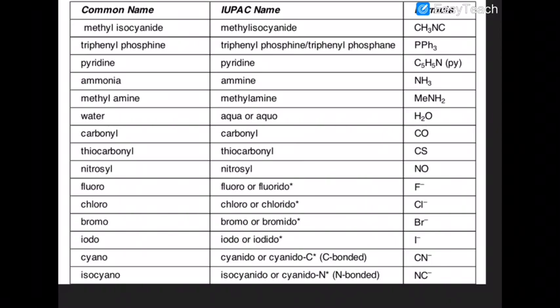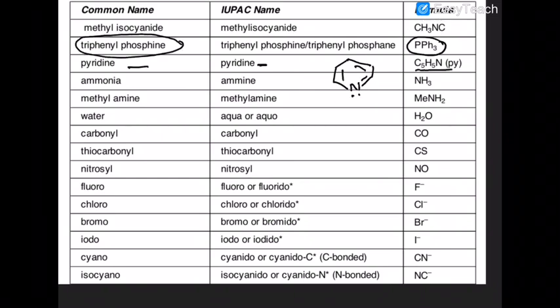Now let us suppose in the first case you have the formula CH3NC, methyl isocyanide. Now the lone pair is given by nitrogen. So when the lone pair is given by nitrogen, its common name is methyl isocyanide. The IUPAC name is methyl isocyanide also. Okay, you get it?